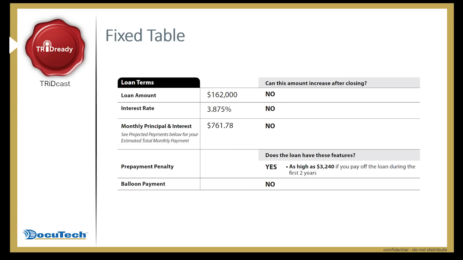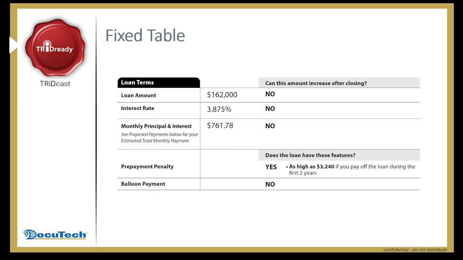So you can see the next disclosure is whether there is a prepayment penalty. Now this loan does happen to have a prepayment penalty, so you can see some information about the prepayment penalty here. If there was no prepayment penalty, it would simply say no. And then the final disclosure is the balloon payment, whether or not there is a balloon payment on the loan. And this particular table does not have a balloon payment, so it simply says no.